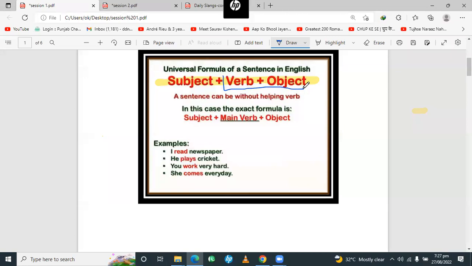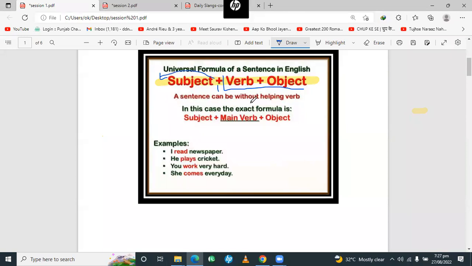Now listen carefully. All the time the position of your main verb and object will be fixed. In a sentence, the position of your main verb and object will be fixed, and that is at the very end of a sentence. If you want to add any kind of helping verb, you can add it after the subject. If you want to shift anything and make the sentence interrogative, you can shift that thing to the very beginning. But the main verb and object will remain the same.